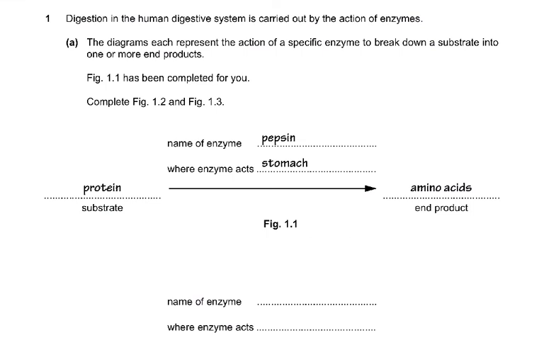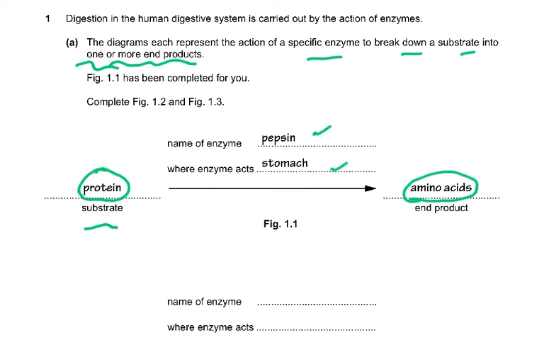The first question is: digestion in the human digestive system is carried out by the action of enzymes. The diagrams each represent the action of a specific enzyme to break down a substrate into one or more end products. Read that carefully. Figure 1.1 has been completed for you. So protein was the substrate. This is a solved example. And amino acids were the end product. So the name of the enzyme was pepsin, and where the enzyme acts was the stomach. So they've done this question for you.